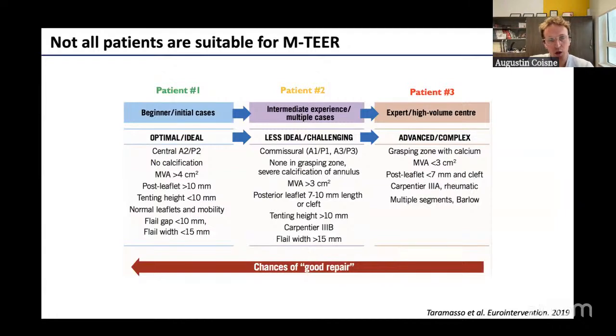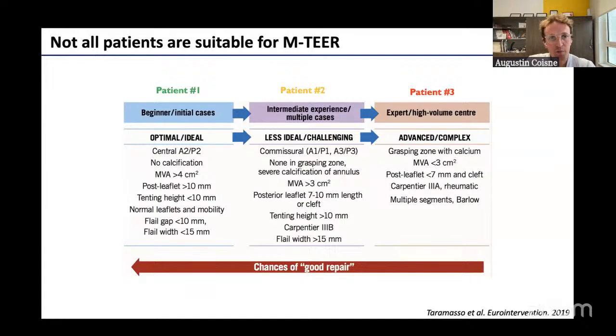So, of course, we all know that mitral edge-to-edge repair has been the first line therapeutic solution, with more than 200,000 implantations so far worldwide. But we also need to keep in mind that not all patients are suitable for mitral TEER.